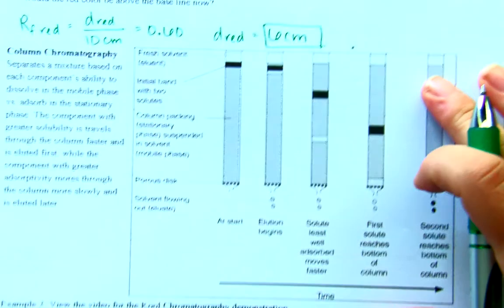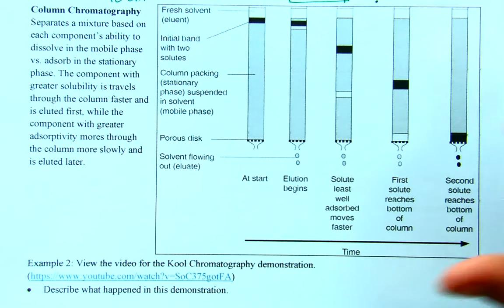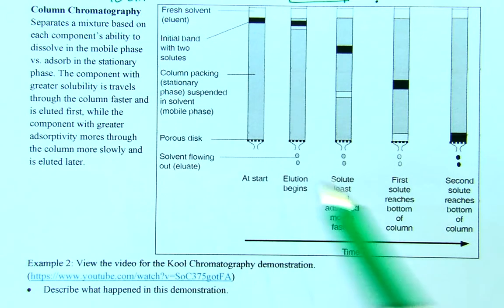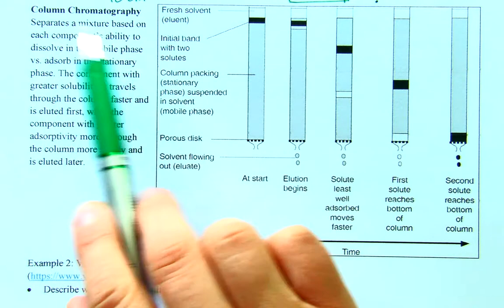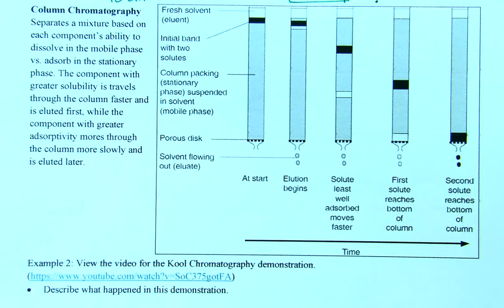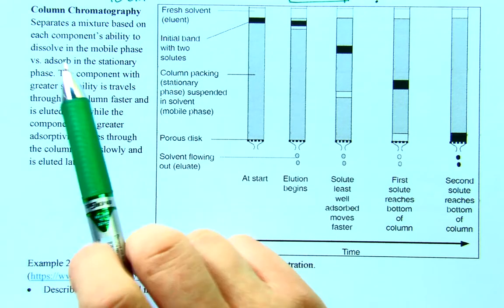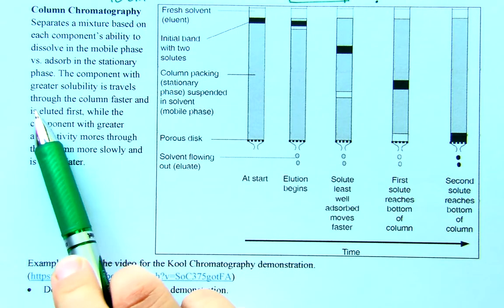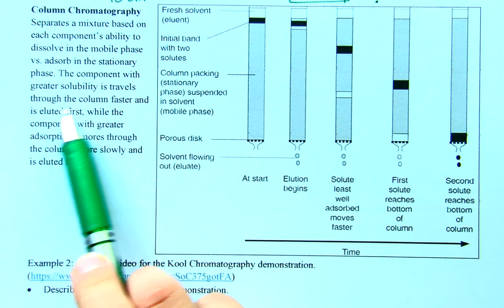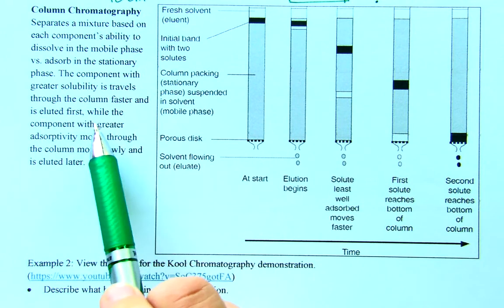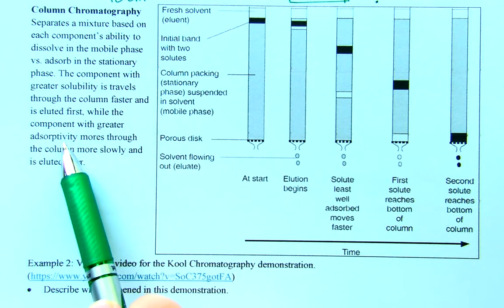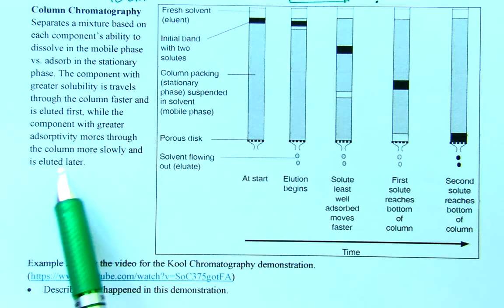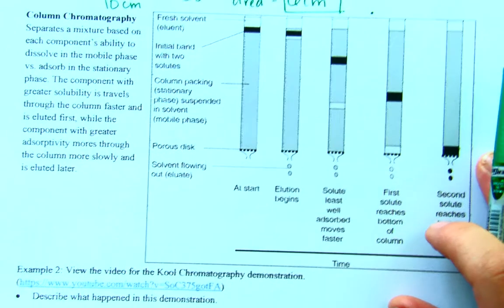But if you had a larger sample size, several milliliters for example, you can do the same kind of thing with column chromatography. This separates a mixture based on each component's ability to dissolve in the mobile phase versus adsorb in the stationary phase. The one with the greater solubility travels through the column faster and is eluted, meaning it comes out, while the component with the greater adsorptivity moves through the column more slowly and is eluted later. So it will stick to what's in the column.